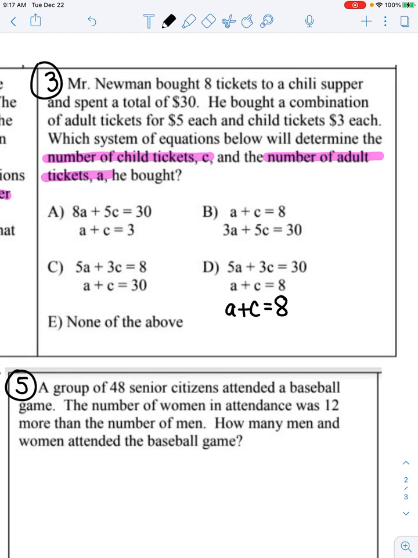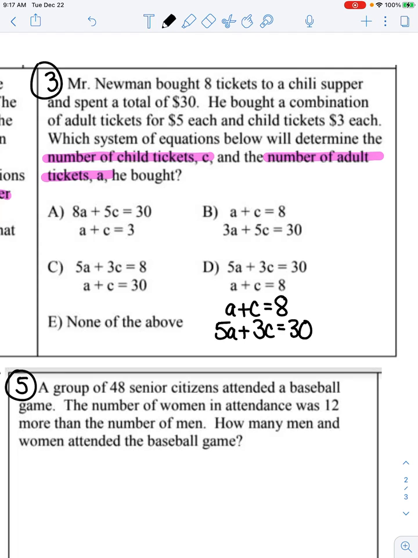Now let's look at the money. How much did each adult ticket cost? Adult tickets were $5 per ticket. How much were children's tickets? They were $3 per however many children's tickets. And what was our total amount of money? $30. Okay, so I wrote that. Now I go through my choices and see which one is correct.